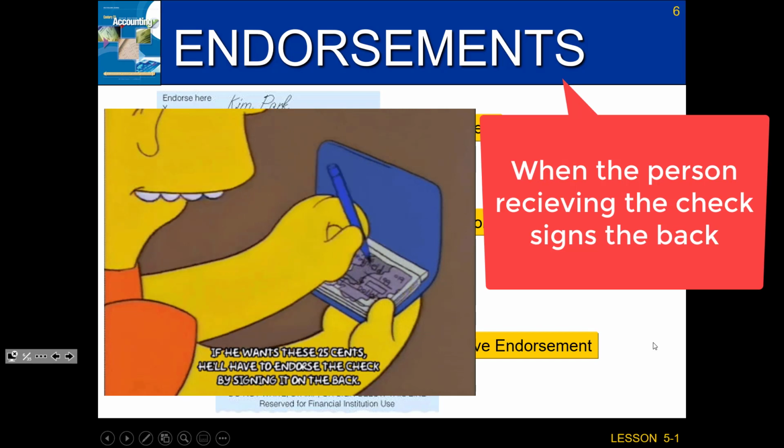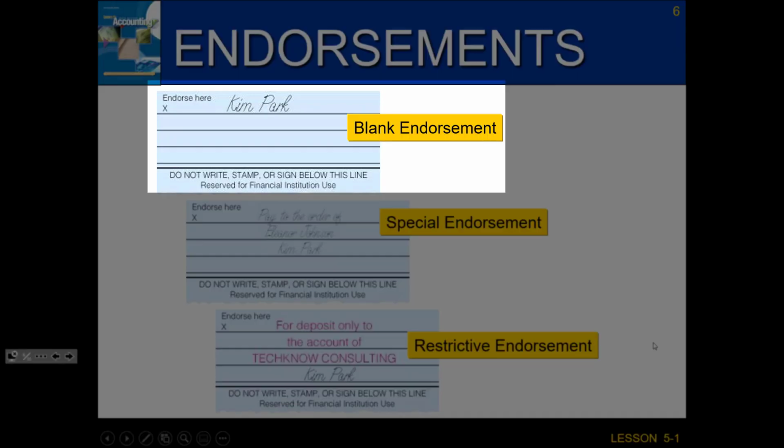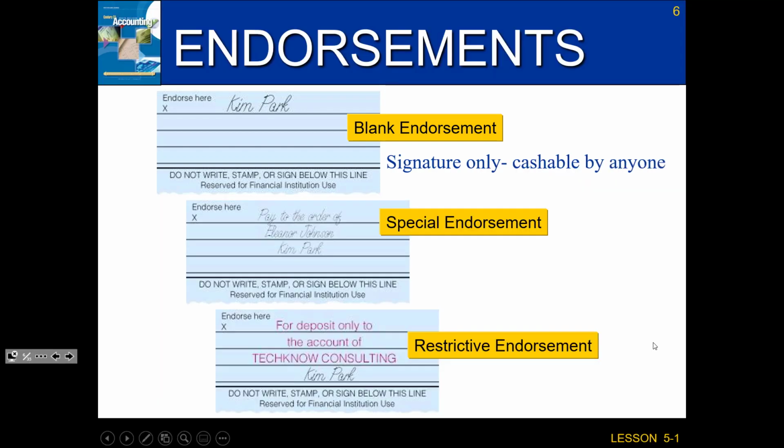There are three different types of endorsements. The first type is a blank endorsement. As you'll see, this is signed by only the person who's receiving the check. So once this check is endorsed and signed by that person, if it's just a blank endorsement, anybody could pick this check up on the street and cash it.